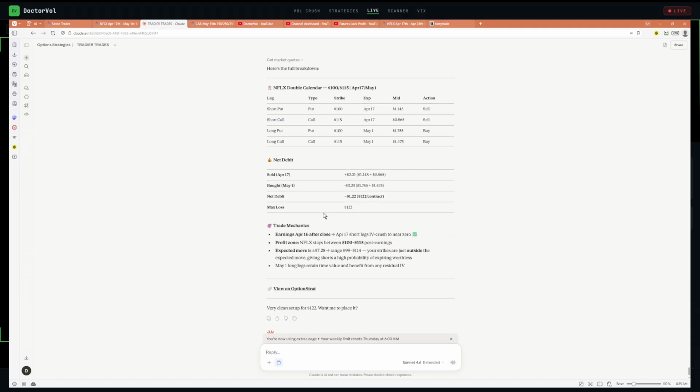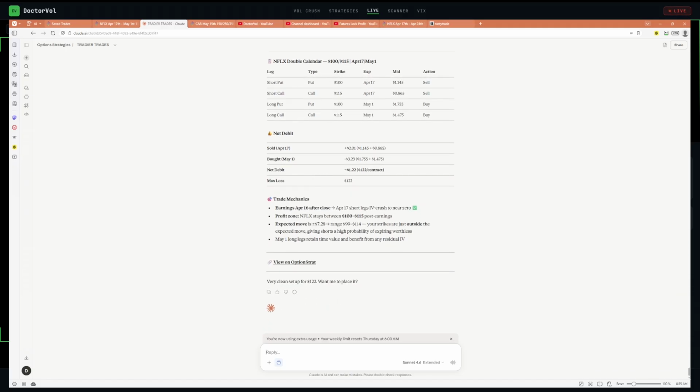And it shows the profit zone between 100 and 115. It shows the expected move. It says my strikes are just outside the expected move, giving shorts a high probability of expiring worthless. So that's what you want. You sell vol, or you sell premium, and you want it to expire worthless.